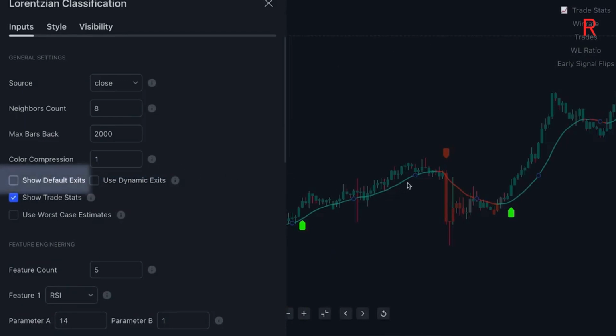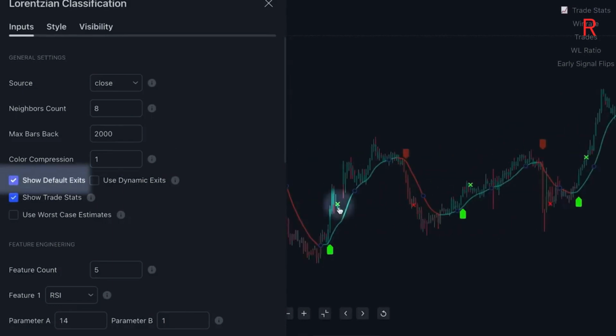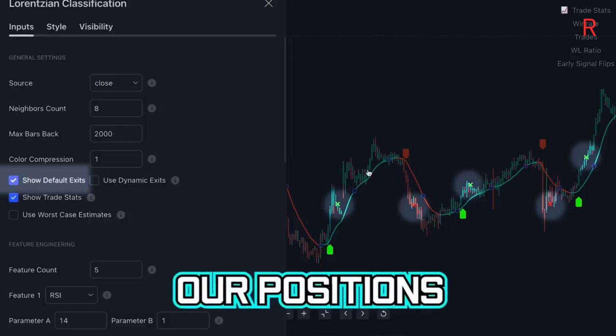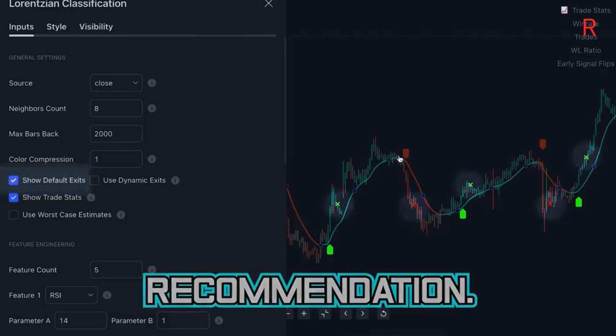Show Default Exits will provide you with a recommended exit for trades based on the last signal. These exits are more suited for shorter-term one-to-one risk-to-reward trading, and given that the indicator by default is more optimized for longer-term trends, I would recommend leaving this option off. Or you can keep it enabled just to see when the indicator thinks it is a good time to exit, so you have more confluence in your analysis, but we will not exit our positions on this recommendation.